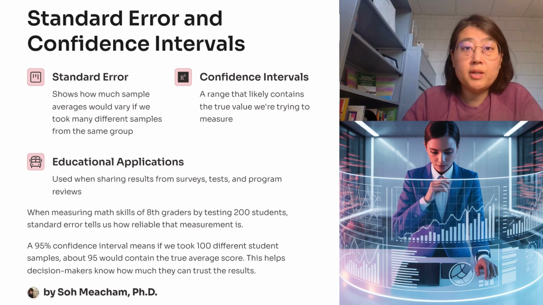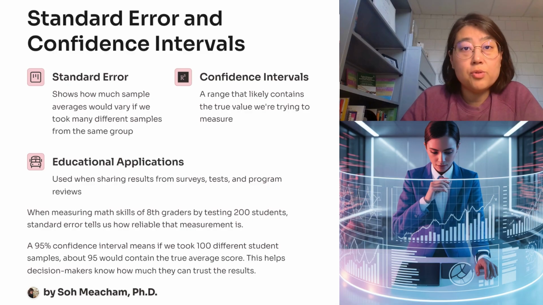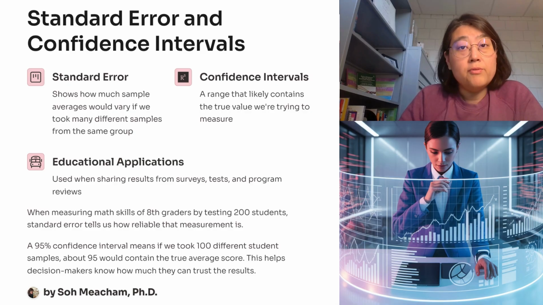This is a measure that tells us how much variability we can expect in sample means if we were to repeatedly take samples from the same population. For example, suppose a researcher at a state education department wants to estimate the average math score of eighth graders across the state. They select a random sample of 200 students.